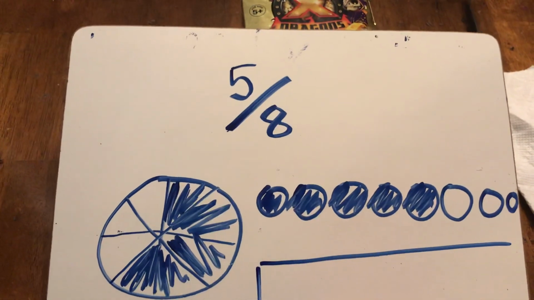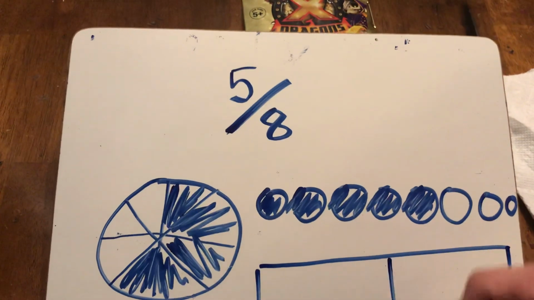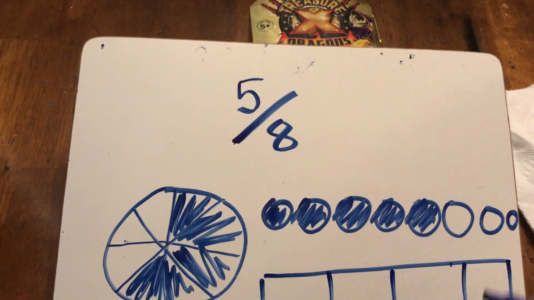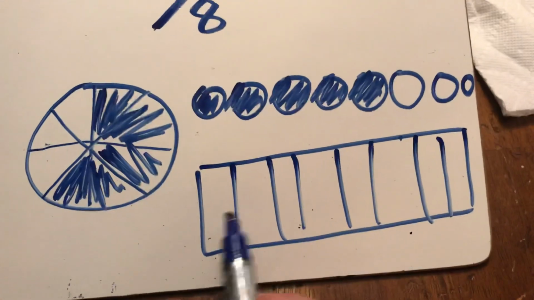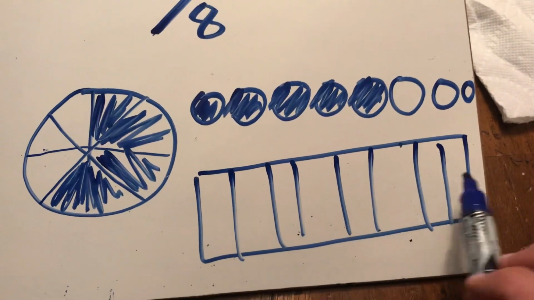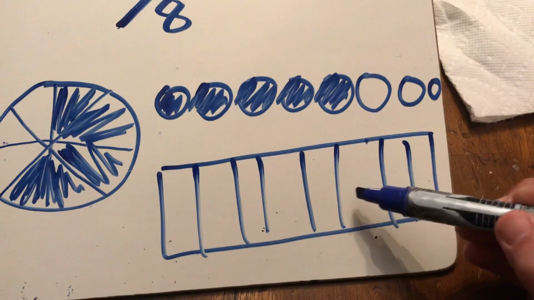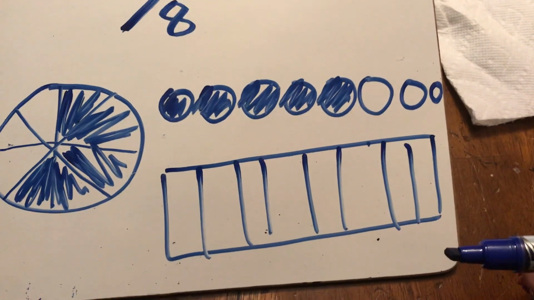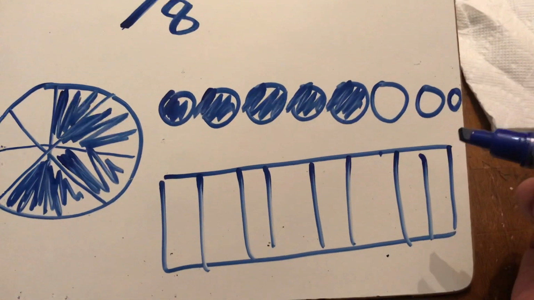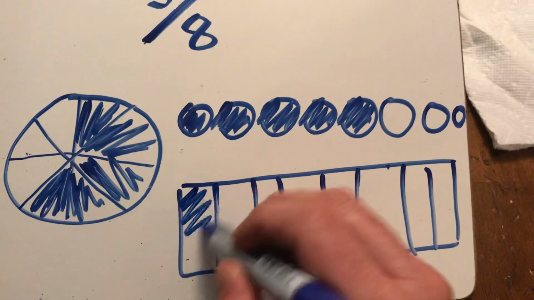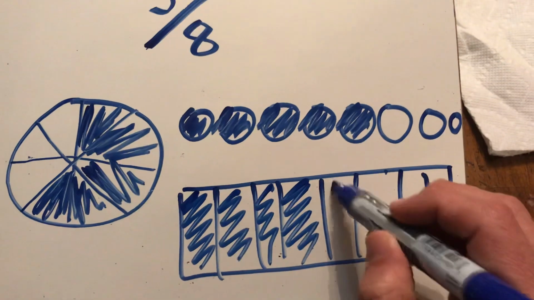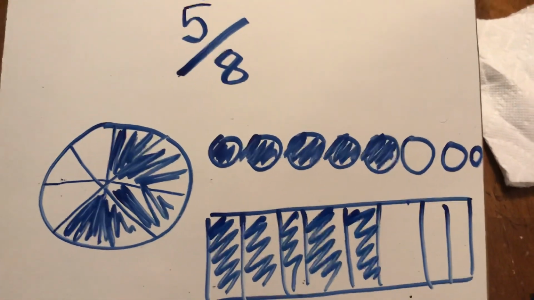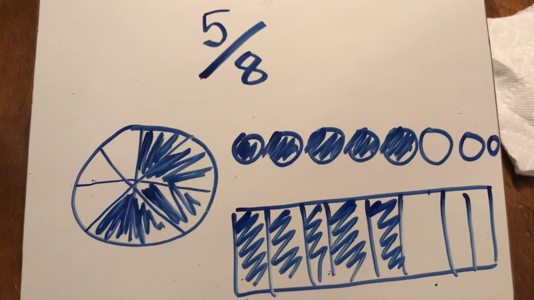And we could draw another one, like a long rectangle. I think that's 8 pieces. 1, 2, 3, 4, 5, 6, 7, 8. Again, my pieces are not very well proportioned. You should try to do better than I just did, but it's close enough for us. And then 5/8 would have 5 pieces colored out of 8 total. So those are all examples of 5/8.